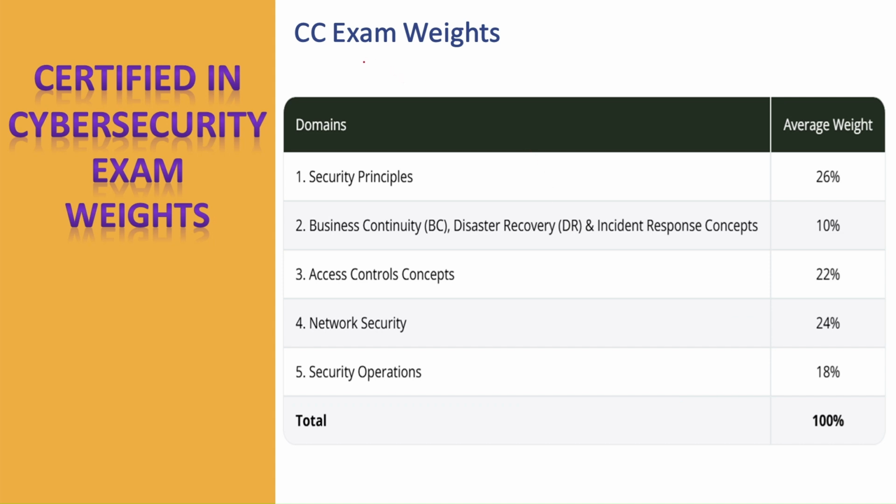So, now let's talk about the exam weights of different domains. The exam has basically five domains. The first one is Security Principles, which has the highest weightage of 26%. The second domain is Business Continuity, Disaster Recovery, and Incident Response, which has the least weightage of 10%. Third domain is Access Controls Concepts, having 22% of overall weightage. Fourth domain is Network Security with 24% weightage, and the last and fifth domain is Security Operations, having 18% of weightage in overall exam content.